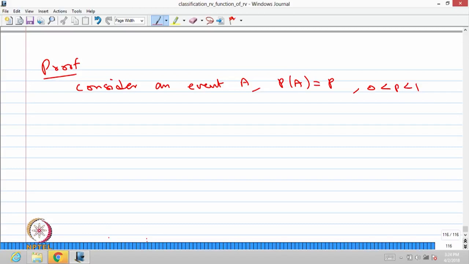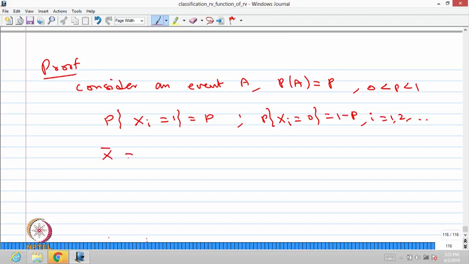Since each xi is Bernoulli distributed, the probability that xi takes the value 1 is p, that is the probability of the event A, and the probability that xi takes the value 0 is 1 minus p. This is for i equal to 1, 2 and so on. So, if you define a random variable x bar, that is nothing but 1 divided by n times the summation of the xi's.